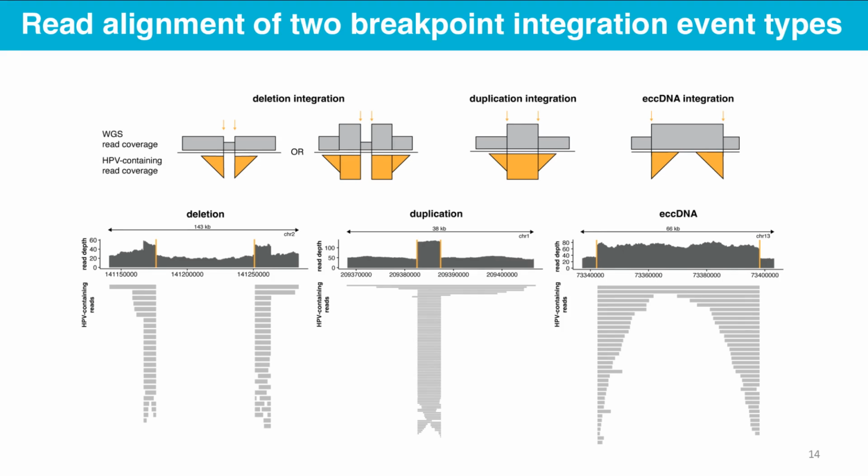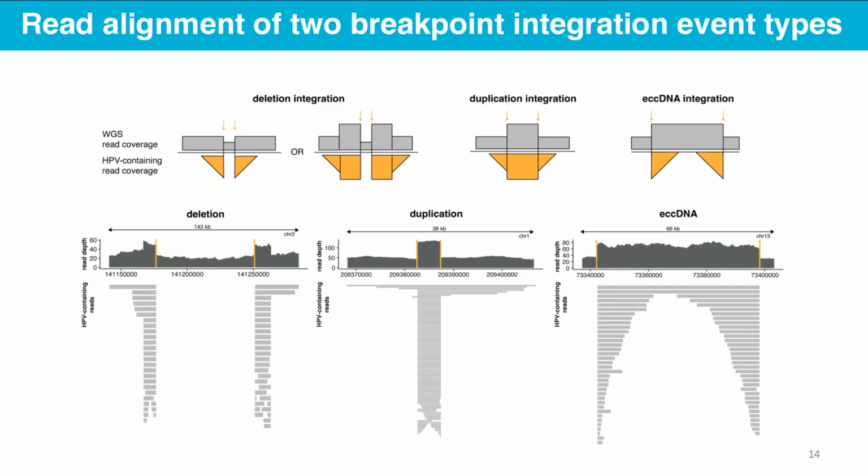In the duplication integration, you can then see the difference where the region in between the two breakpoints has an increase in read coverage in the HPV containing reads, and also read coverage in the whole genome sequencing data. And you can see reads that enter and exit this duplication event. So the reads span the outsides of the breakpoints as well.